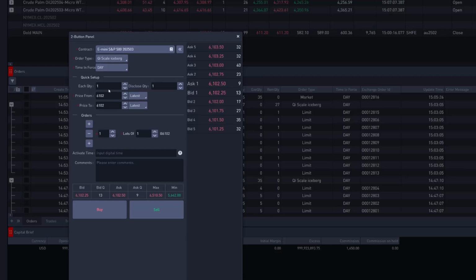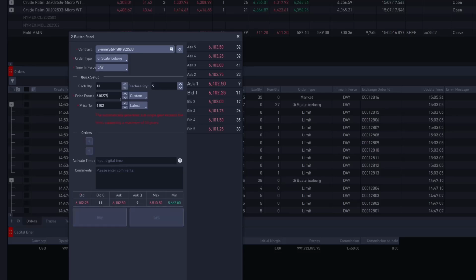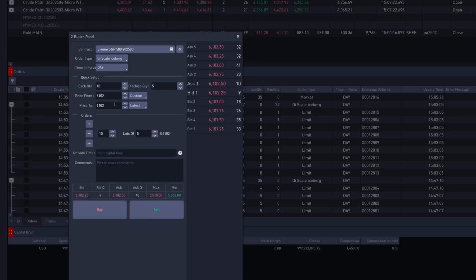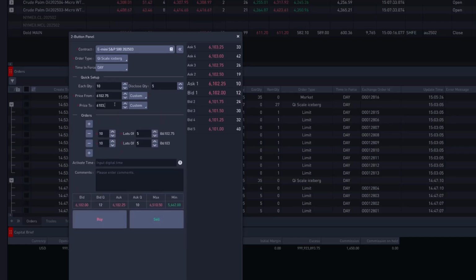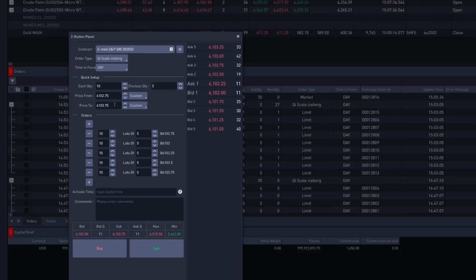Let's place a buy order of Chi Scale Iceberg. Each quantity refers to the total quantity of each Iceberg order. Disclose quantity refers to the fixed quantity placed each time for the Iceberg order. Starting price is the starting price of the scale order, and ending price is the ending price of the scale order. Chi Scale Iceberg automatically divides the price gradient based on the difference between the starting and ending prices and the corresponding tick of the contract.